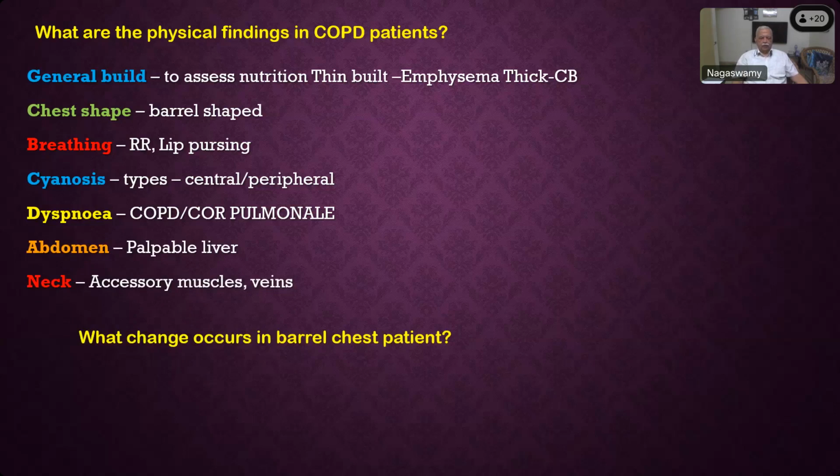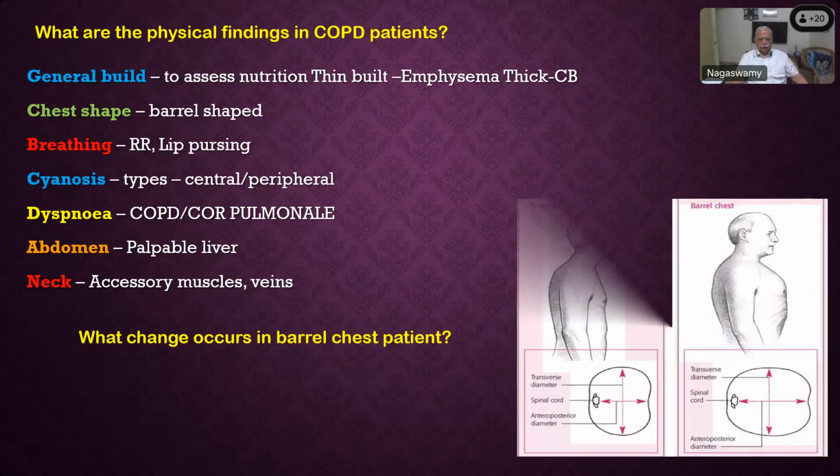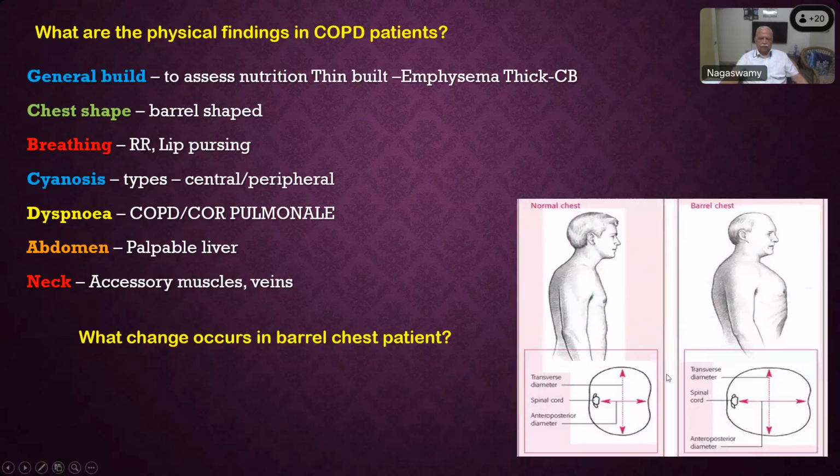In a normal person, the anteroposterior diameter increases in COPD patients. So in a normal patient, this is the picture. If you see, the transverse diameter is a little longer than the anteroposterior diameter in a normal chest. Whereas in a patient with barrel chest, the anteroposterior diameter exceeds or becomes almost equal to the transverse diameter, and that is why you get this barrel shape.